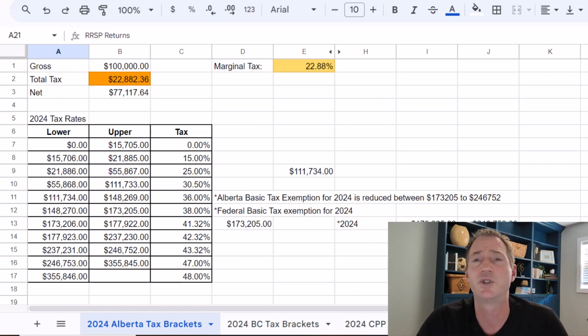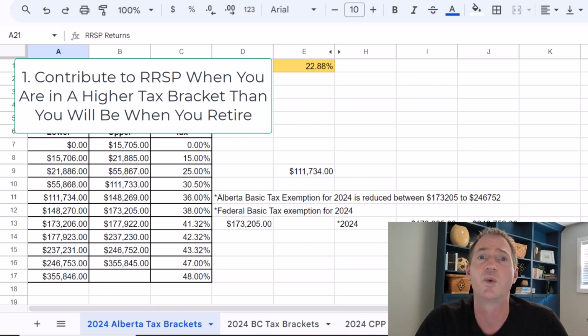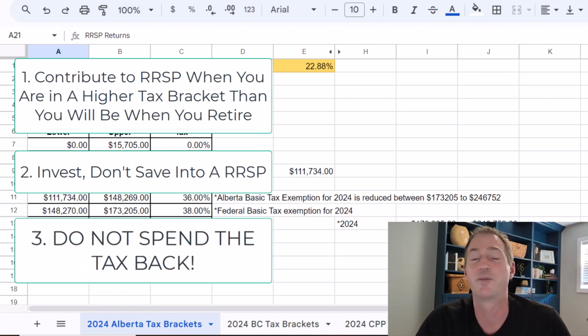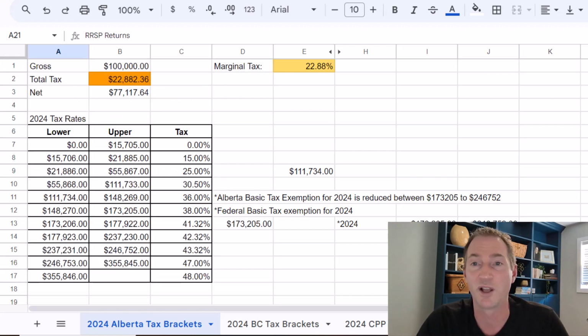So to summarize, you should contribute to your RRSPs when you are in a higher tax bracket. So again, once you're above that 25% tax bracket in Alberta into that 30.5, then it's probably a good idea to start contributing to your RRSP instead of your TFSA. You should probably get comfortable with investing into your RRSP rather than saving in your RRSP. And the number one rule with the RRSP account, when you get that tax back, you cannot spend it. You must reinvest it or pay off high interest debt with it. You cannot purchase your toys and stuff like that. That takes away all advantages of the RRSP.